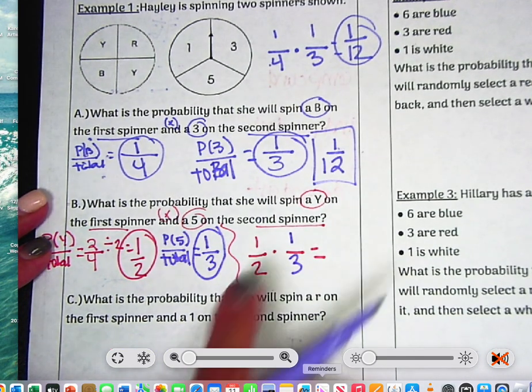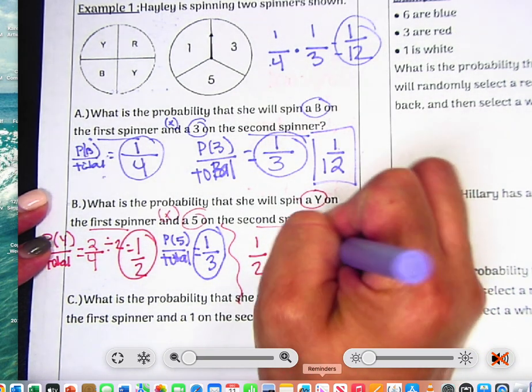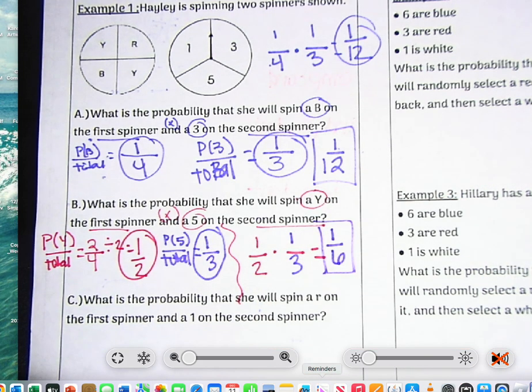Okay, all I have to do is multiply top times top, bottom times bottom. 1 times 1 is 1. 2 times 3 is 6. And it's in simple terms, so I am done.